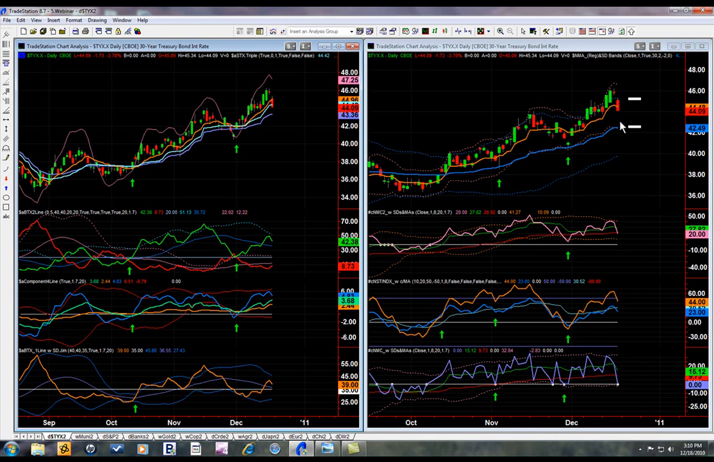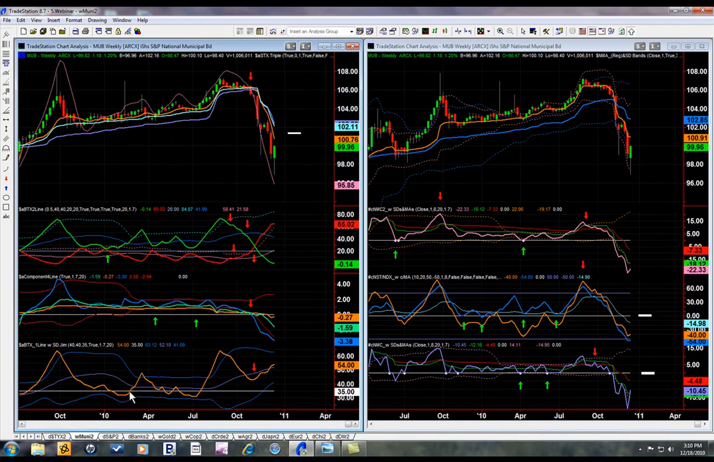What would nullify that short-term down move is if price moves above this short-term high right here, in which case all of this continuing in a bullish environment would continue to be in effect.